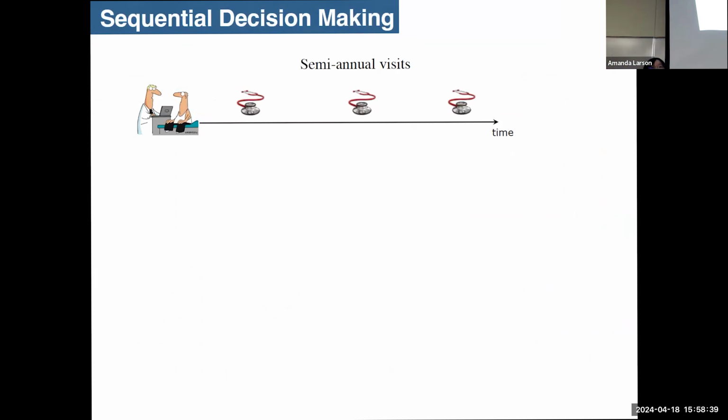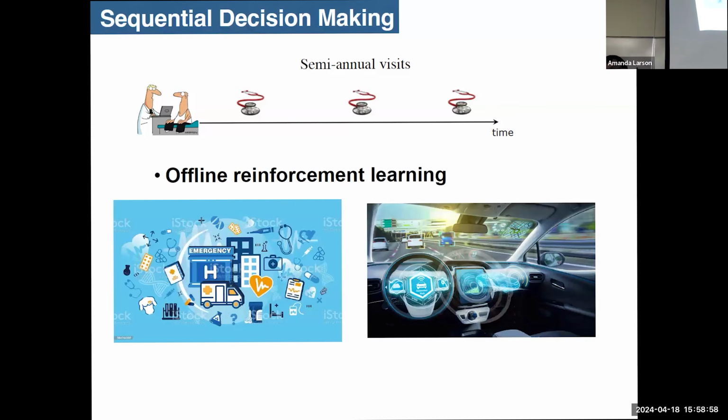Sequential decision making from observational data falls into the research area of offline reinforcement learning, or what we call dynamic regimes in the biostatistics community. Essentially, you want to estimate the optimal sequential treatments from observational data. Offline reinforcement learning has achieved a lot of success in different applications, especially self-driving cars, and many methods and algorithms have been developed.